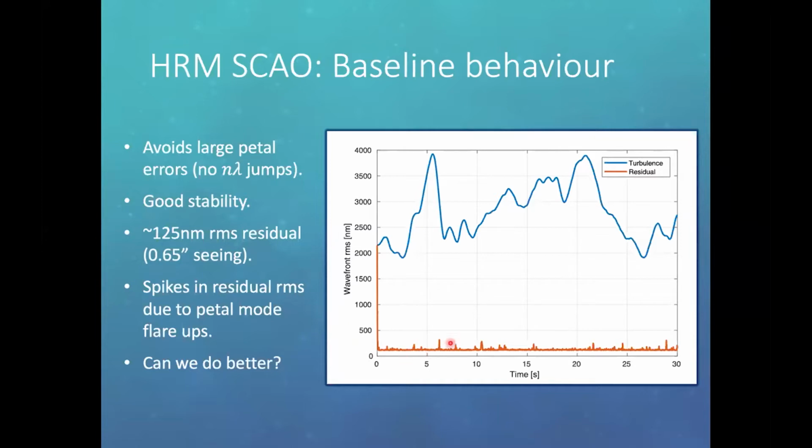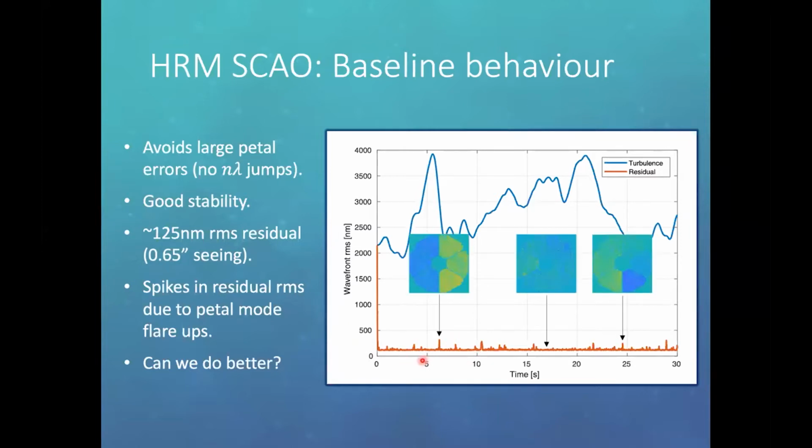But you can see that there are some spikes in the residual. These really correspond to flare-ups in the petal modes that you can see here. You can see where there are no spikes, the amplitude of those petal modes is much lower. And so we can recover when they flare up, but we would like to see if we could improve on this control of the petal modes.